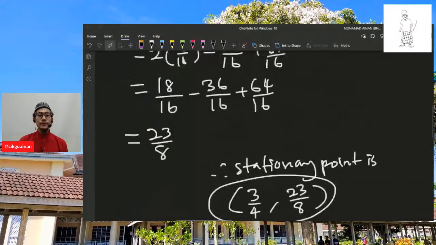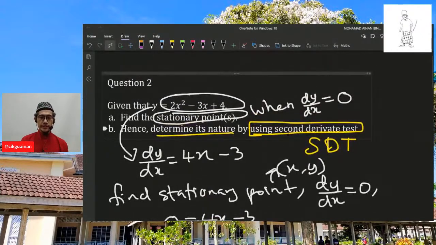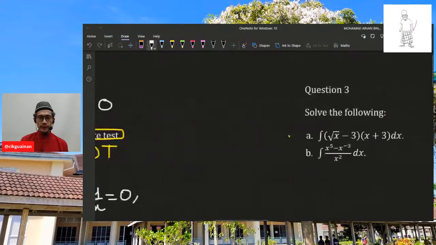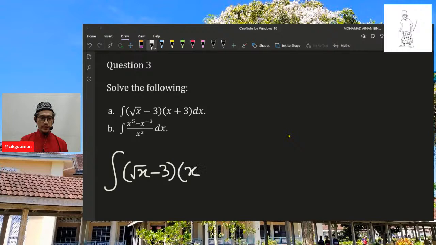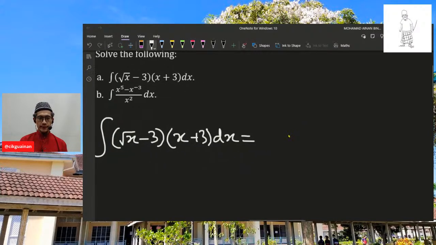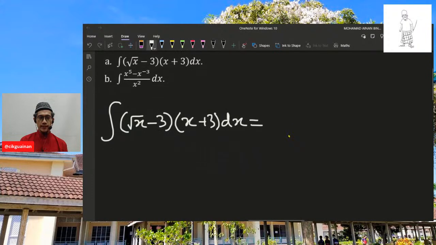So we have done question number 2. Let's move on to the third one. Can you see or not? Quite small, I think. That's fine. I rewrite the question over here. Now the first one is the integral of square root of x minus 3, multiplied by x plus 3, with respect to x. I make it bigger, larger for you guys to see, so that you can spot my mistake next time.